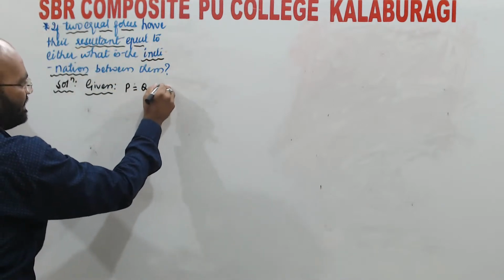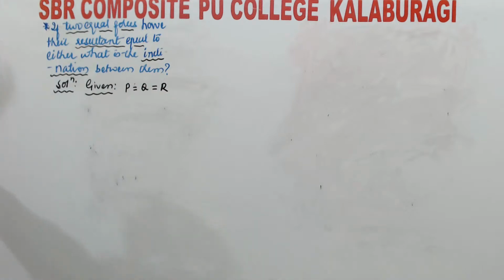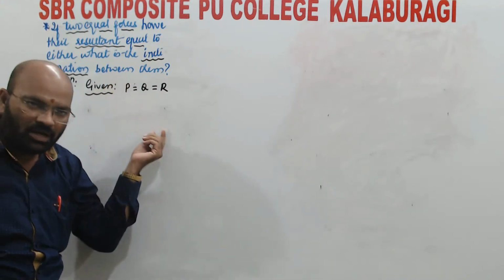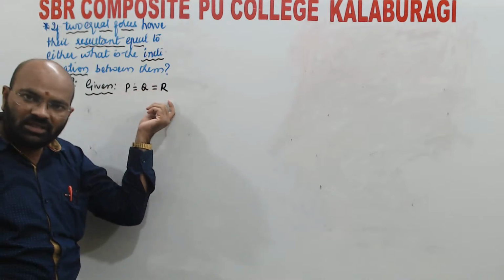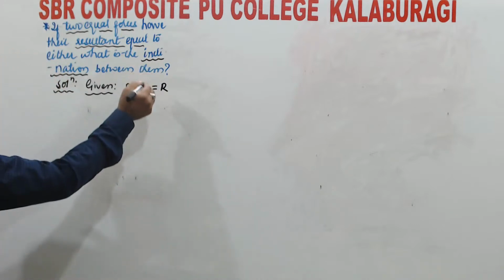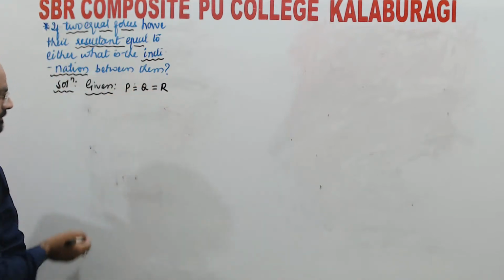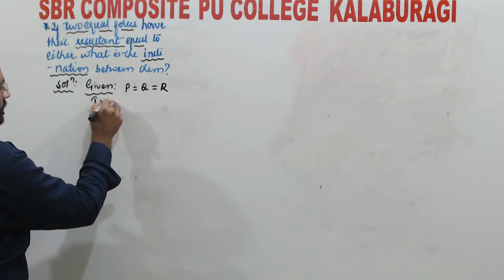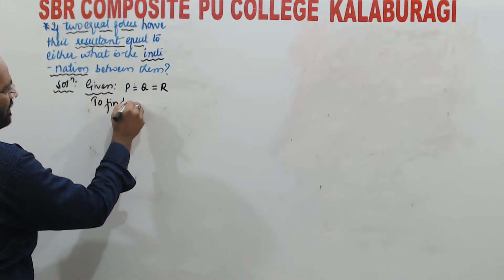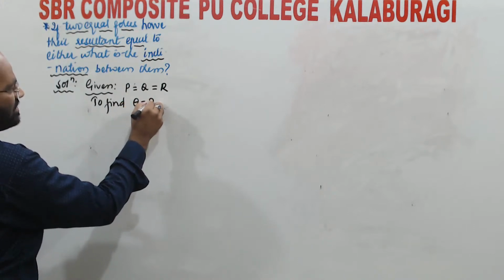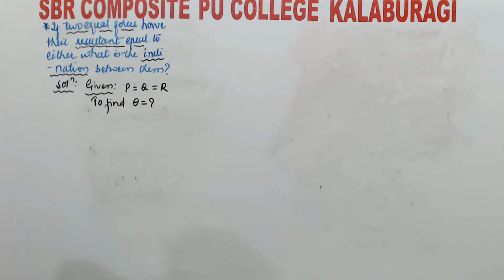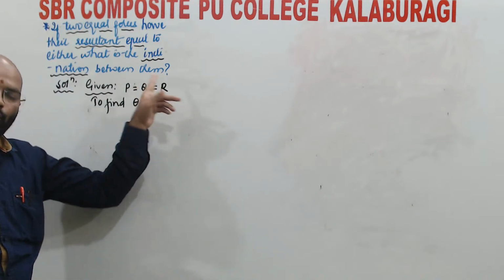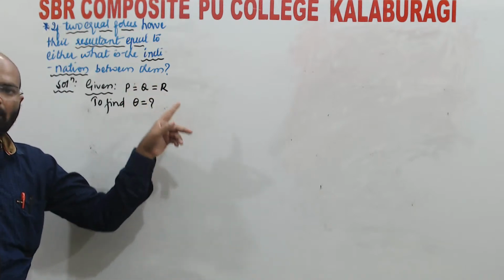It means the resultant is also equal to each of the two forces acting on the particle or on the body. Hence, P and Q are both the same. Then what to find here? To find the corresponding angle of inclination, that is theta is equal to question mark. Inclination is nothing but the angle between the two forces acting on the body.